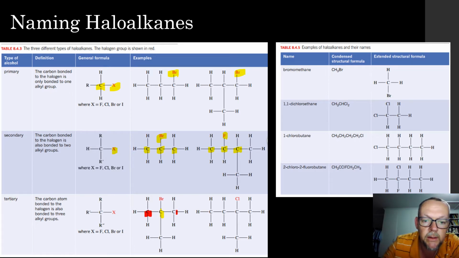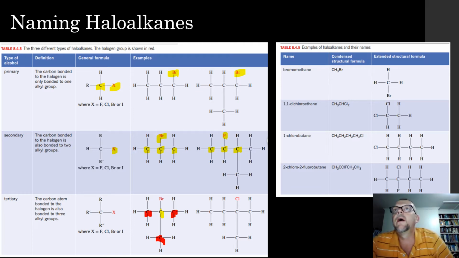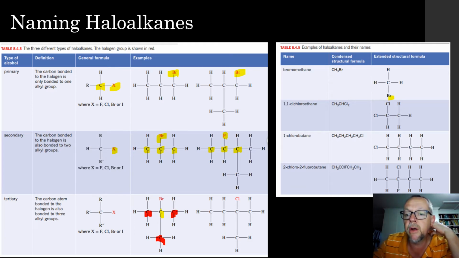Well, 1, 2, 3. And so that would be a tertiary haloalkane. So if we want to name a few different haloalkanes, we look at the top right hand corner. First of all, we can look at the first one. This is a methane molecule, but it's got a bromine instead. So we just call that a bromomethane. Now let's look at the next one.